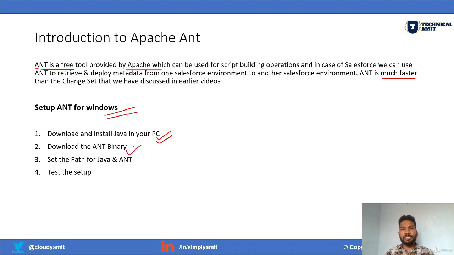The second step is to download the Apache Ant binary, which is very important while working on deployment for Salesforce. Then we are going to prepare the path for both Java and Apache Ant, and at the end we are going to test the setup. So let's do it one by one and see how we can set up Apache Ant inside our Windows machine.